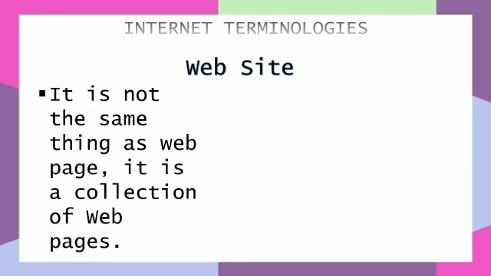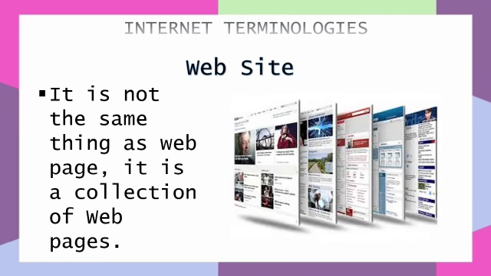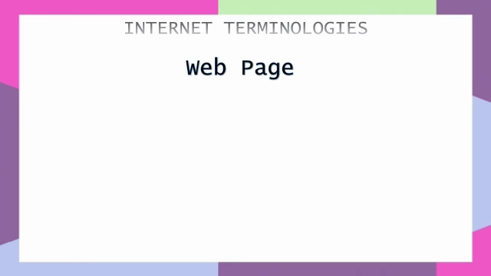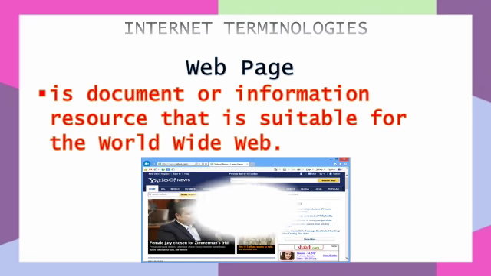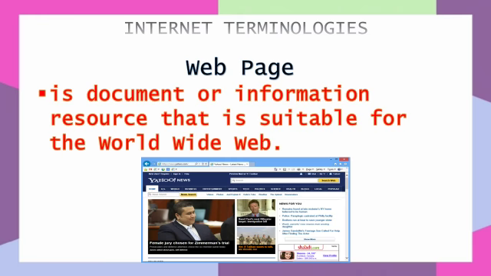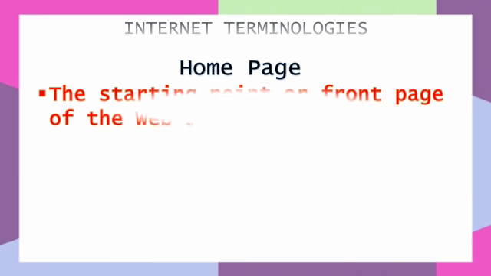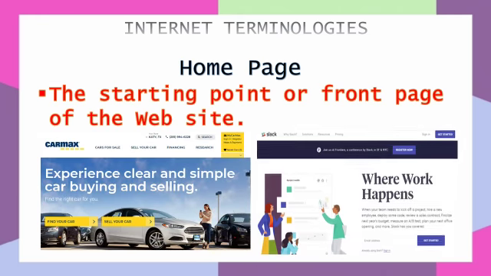Website. Website is not the same thing as web page. It is a collection of web pages. Web page. Web page is a document or information resource that is suitable for the World Wide Web and can be accessed through a web browser and displayed on a monitor or mobile device. Home page. Home page is the starting point or front page of the website. These are the examples.